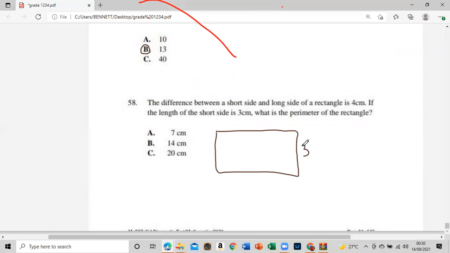So in order for the difference to be 4, add 4 to this, right? To get this, it would be 3 plus 4, so this is actually 7. So this side is 7. The difference of 7 and 3 is 4. So this side is also 7, and this side is 3. Let's see what they ask us for. What is the perimeter? Perimeter is the total distance around. 7 plus 3 is 10, and that is 20. Add all these. That is our answer.